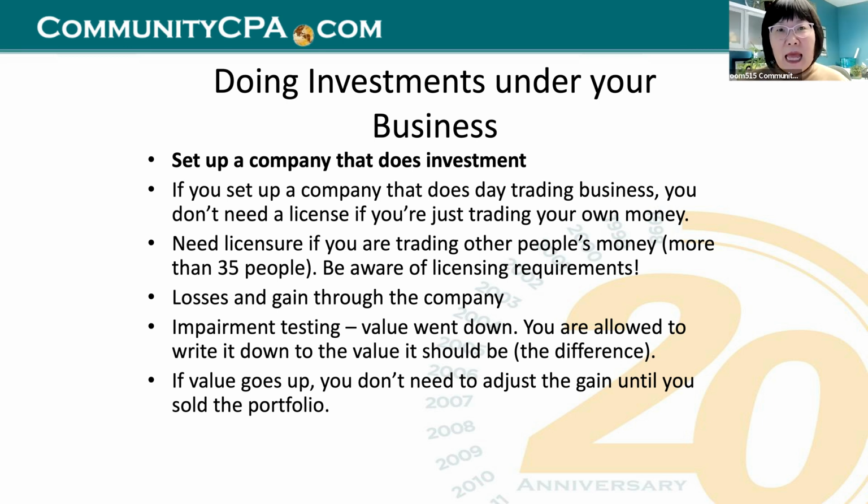But in business, of course, if you sell them, you definitely already have the gain or loss coming through. But if you don't sell them, you hold them at the end of the year, and the value went down, then you have an impairment testing to write down the value that went down. But what if the value went up next year and you didn't sell it? If value went up, you don't adjust the gain. You only adjust the gain when you sell it. So that is where impairment testing goes one way to the income statement and doesn't come back to the balance sheet. It just stays there until you sell the portfolio.